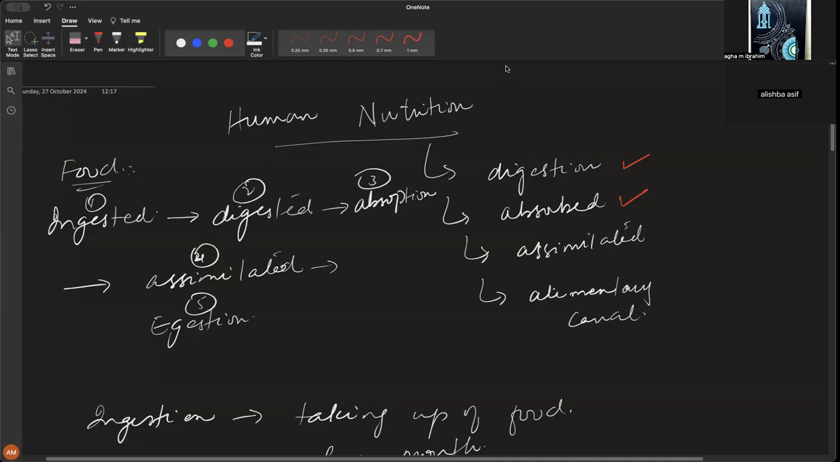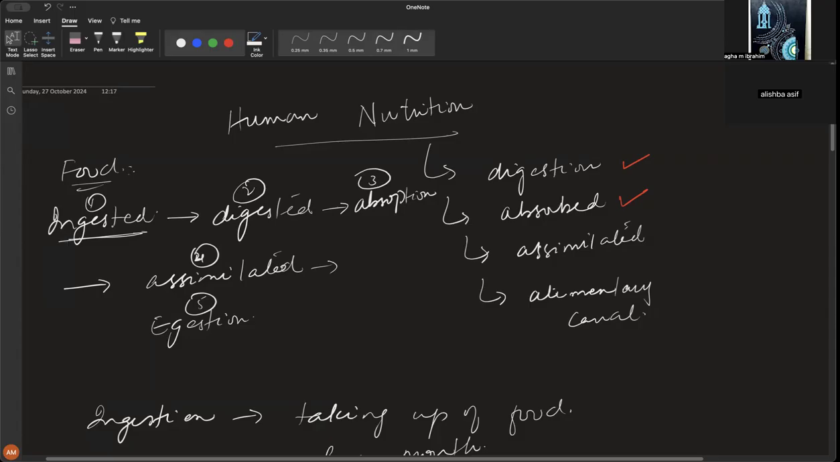We are going to first start with a simple process of what actually takes place with the food when it is in the body. Once the food enters the body, which is called ingestion, you ingest the food. The food is taken into the mouth, which is also called the buccal cavity, and then it goes through a process of digestion.